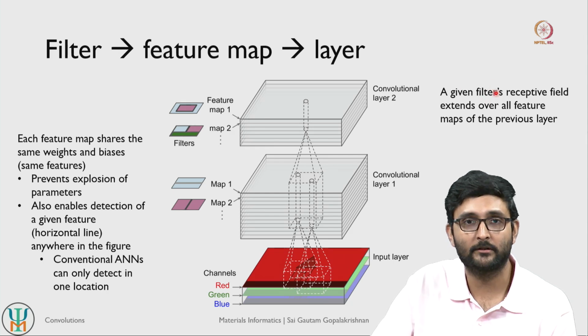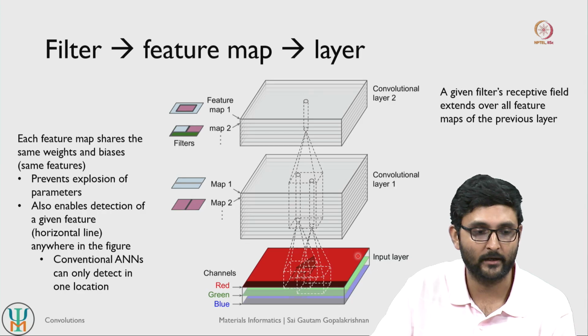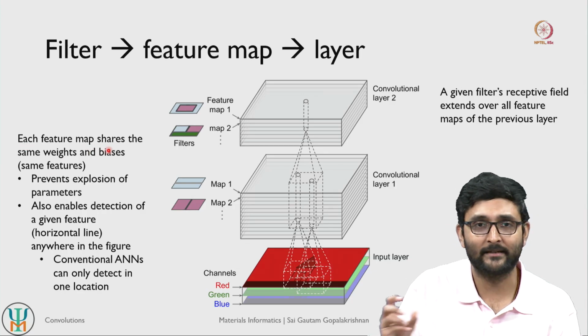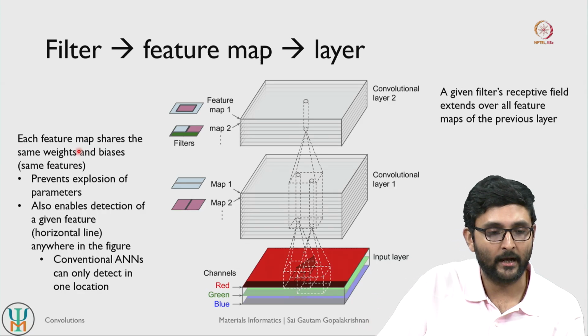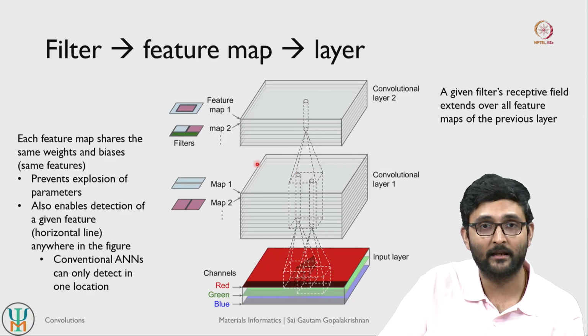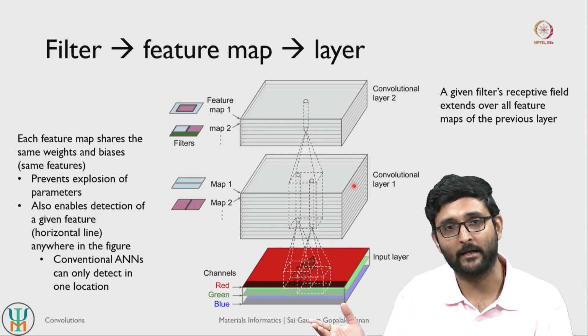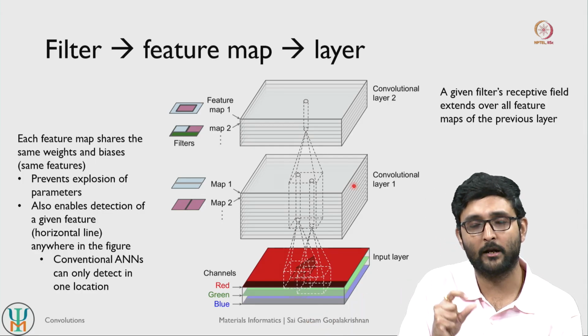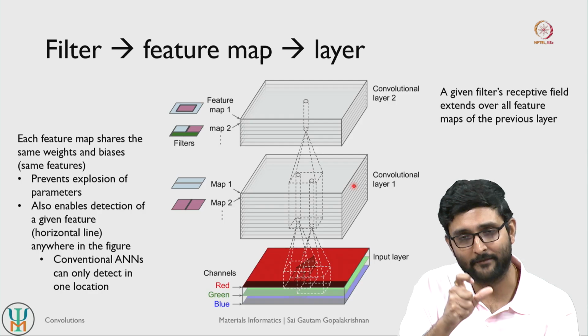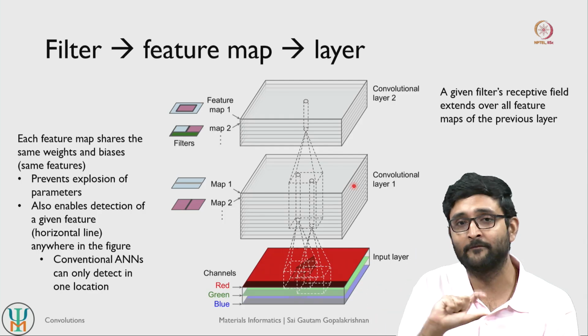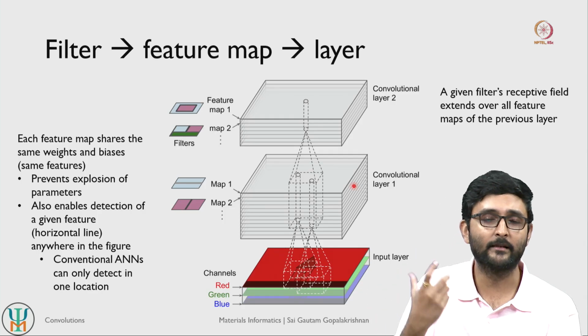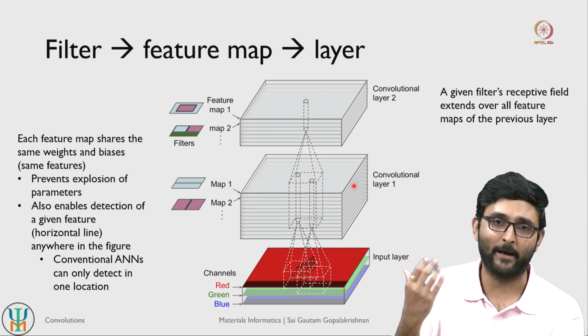So just to point out, a given filter's receptive field extends over all feature maps of the previous convolutional layer. So the stack of these maps is one convolutional layer, right. And just a couple of other things to note: each feature map itself, all the neurons within a feature map share the same sets of weights and biases, right. So each neuron within a map has identical weights and biases, they do not have their own independent weights and biases, and this helps to a large extent to prevent parameter explosion.